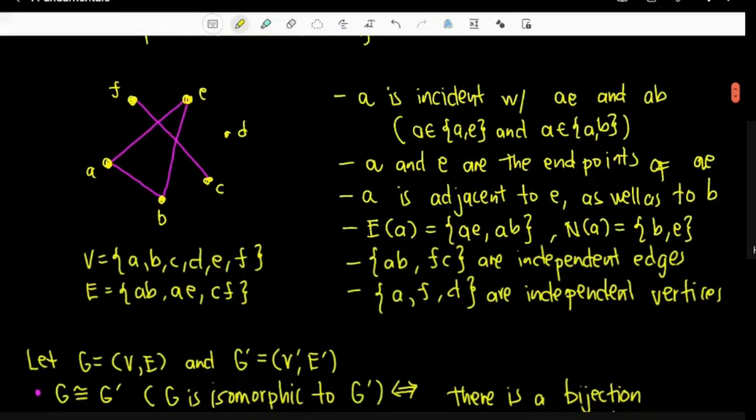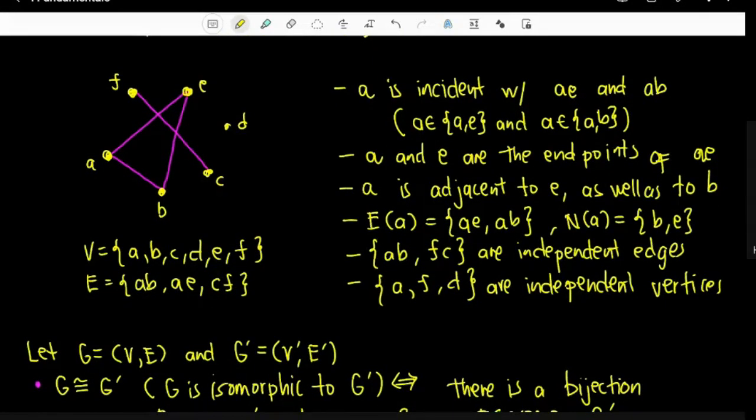This is the same graph as I've shown a while ago. So we have the graph on the vertices A, B, C, D, and F, where the edges are AB, AE, BE, and CF. So A is incident with AE and AB. So the vertex A is incident with the edges AE and AB, because vertex A is contained in edges AE, and the same with edge AB. A and E are the endpoints of edge AE. Alright. A is adjacent to E.